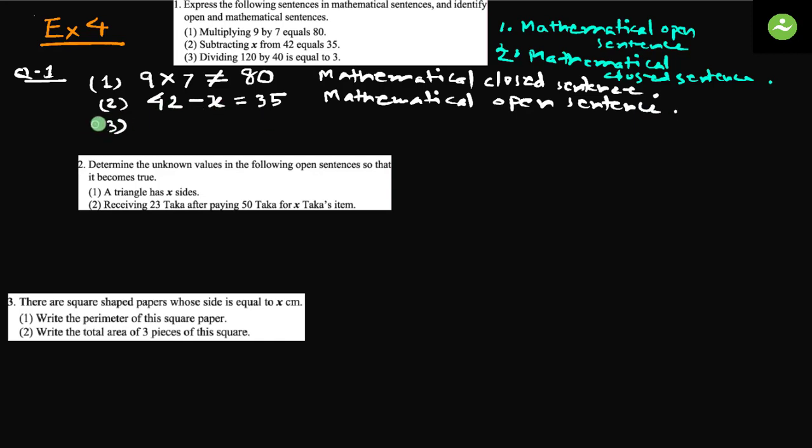Now number 3, bracket 3. Dividing 120 by 40, divide 120 by 40 equals to 3. Is it true? Yes, it is true. So what should we call this? This is a closed sentence. Because this is true, we have nothing to do here. If this was not true, we could do something and then make it true and then call it a closed sentence. Now we have nothing to do here. This is already true. So we call it a mathematical closed sentence.